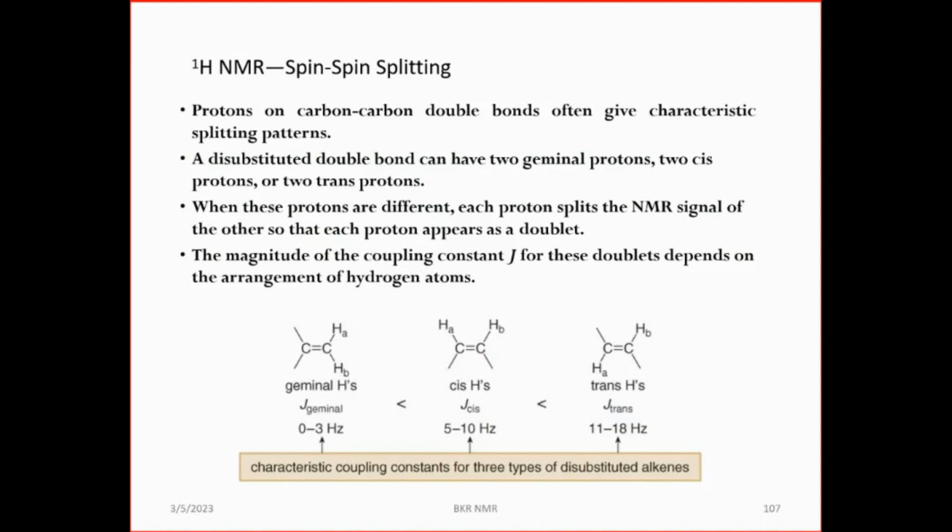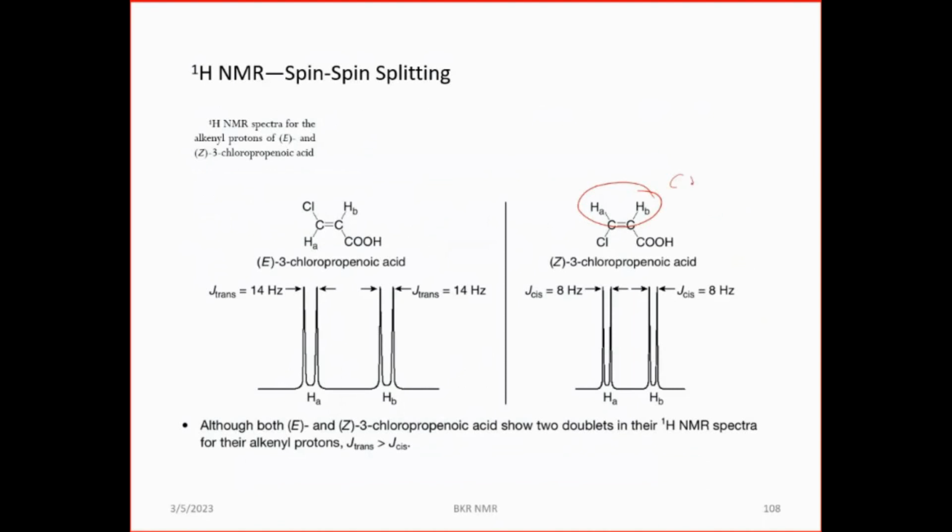Based on this, guys, we'll be solving the problem in the next class. One last thing I want to discuss here: suppose you take chloropropionic acid. You can see here they are cis, and here they are trans. Here the coupling constant value is 14 hertz. Here the coupling constant value is 8 hertz.